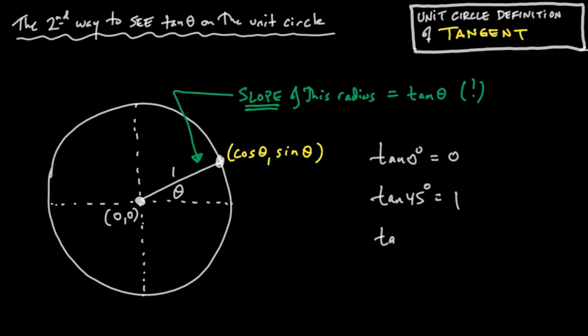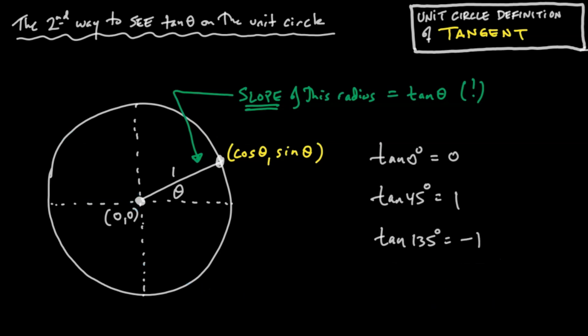How about this? Let's go back to tangent of 135 degrees, which we considered before. That's really easy to understand from this slope perspective. 135 degrees, that's a right angle plus another 45 degrees. What's the slope of that radius? Obviously, that's -1, and we are done.